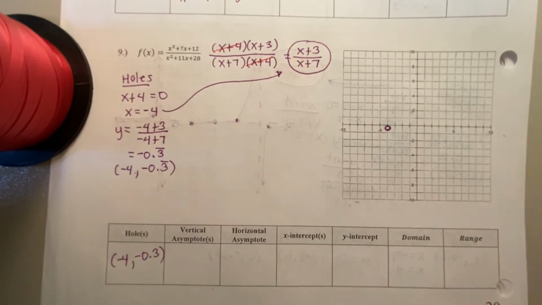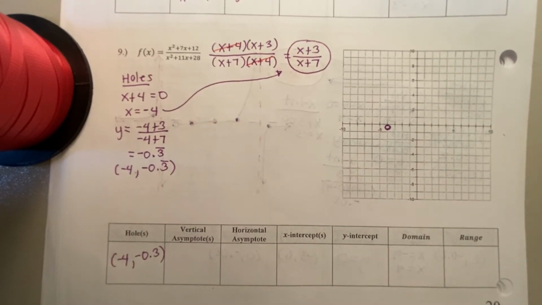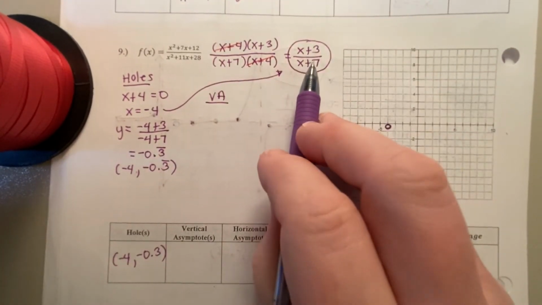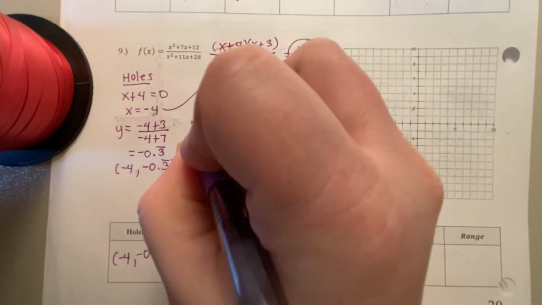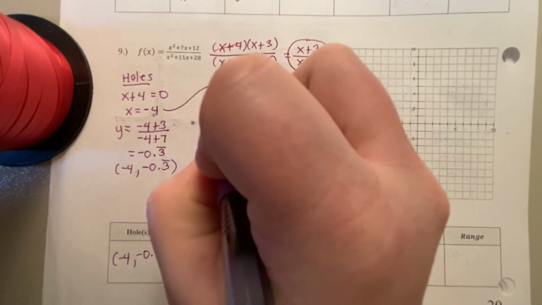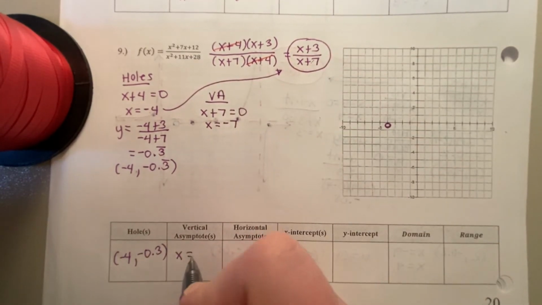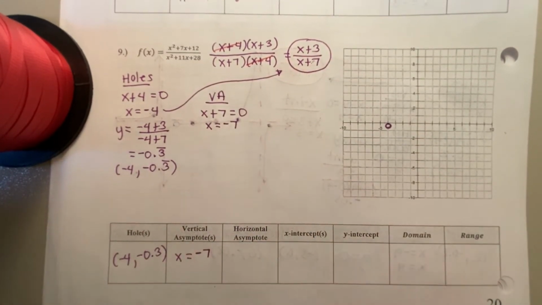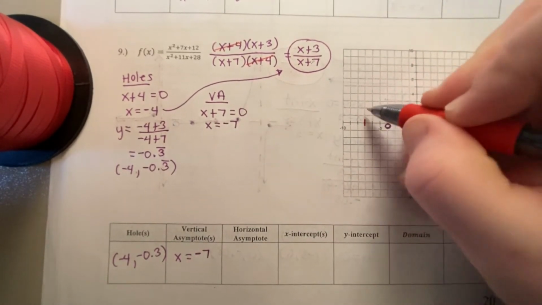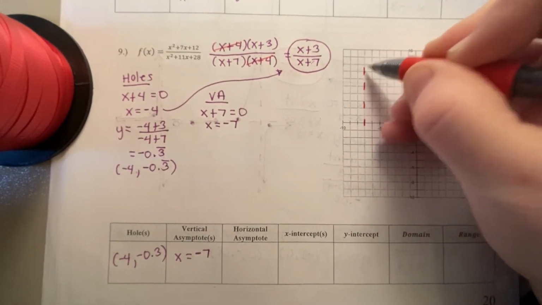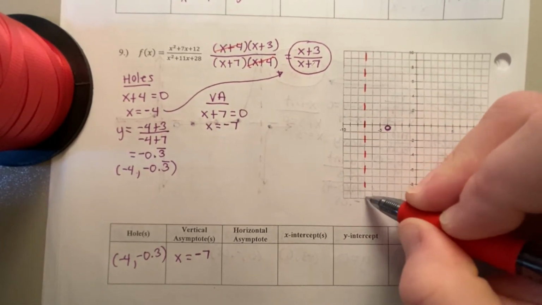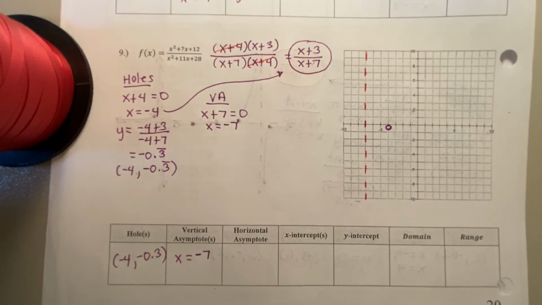Now I need to find the vertical asymptote. For the vertical asymptote, you need to set your denominator equal to 0. So x plus 7 equals 0, and I would just solve for x, which would give me negative 7. So remember before we would talk about extraneous solutions? Well, that is my extraneous solution, and it gives me an asymptote. Remember, an asymptote is just that imaginary line that your graph approaches.